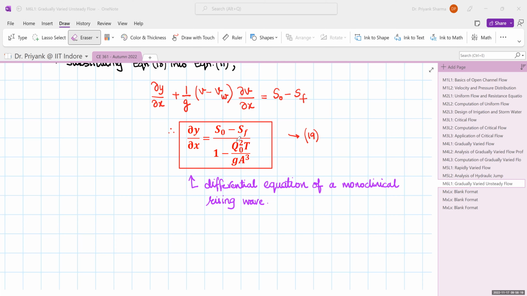So that's all for the gradually varied unsteady flow. In the next lecture, we'll discuss flood routing and then we'll discuss the rapidly varying unsteady flow.